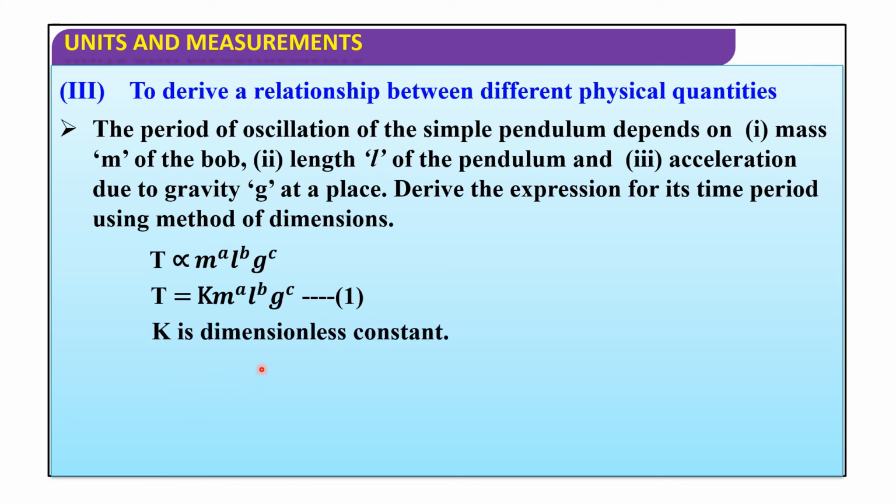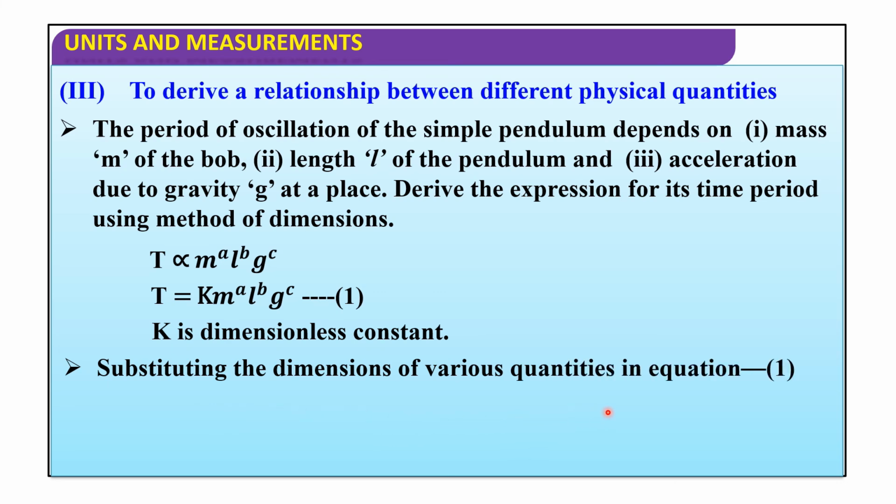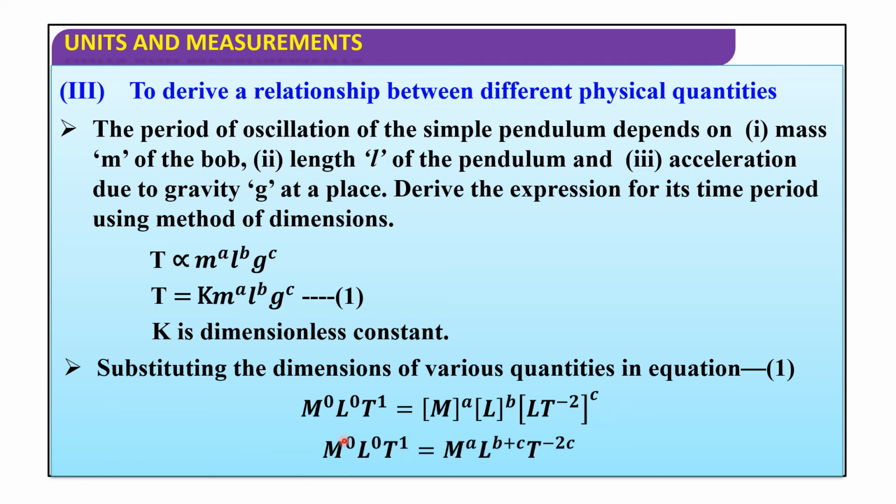K is a dimensionless constant. Substituting the dimensions of various quantities in equation 1: M0, L0, T1 is equal to M^a, L^b, (L T power minus 2) to the power of c. So M power 0, L power 0, T power 1 is equal to M power a, L power b plus c, and T power minus 2c. This L T to the power of minus 2 power c can be written as L power c, T power minus 2c.